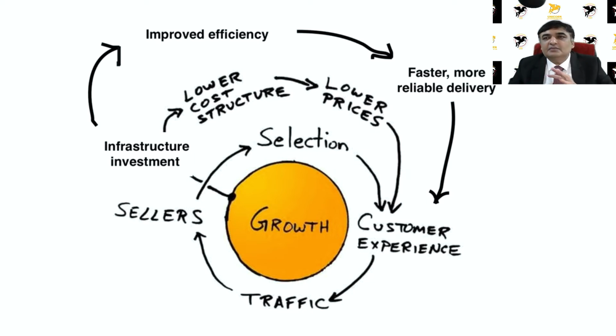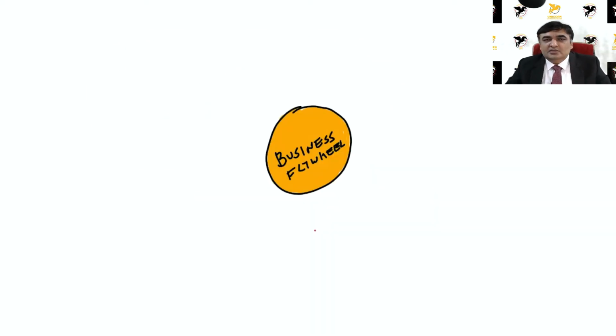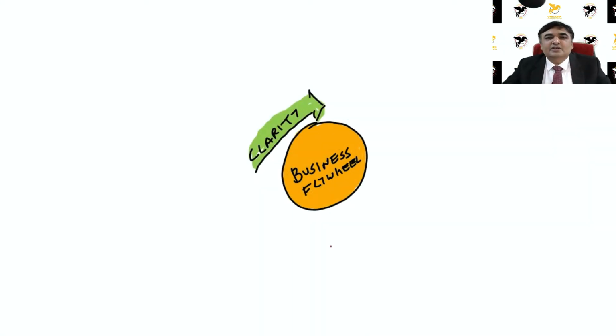So let me tell you how it is going to apply in your business. Let me show you this. See, this is your business flywheel model. If you want to create a flywheel in your business, first thing you need is clarity. You need to make clarity in your business. First thing you do not need is product. You do not need service. First and foremost thing you need is the clarity.